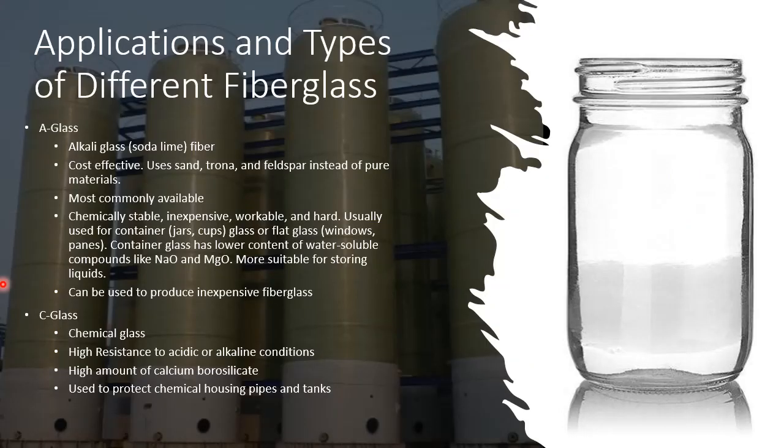Here we will discuss the different types of fiberglass and their applications. The most basic is an alkali glass or A-glass fiber. It's very cost effective, very easy to make, and it can be used for most things, although A-glass is primarily used in jars and windows.